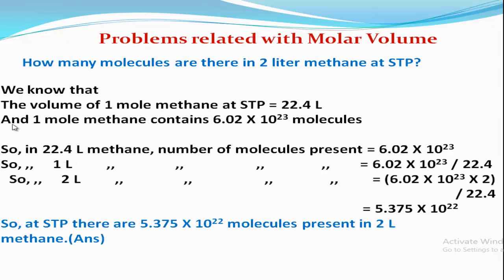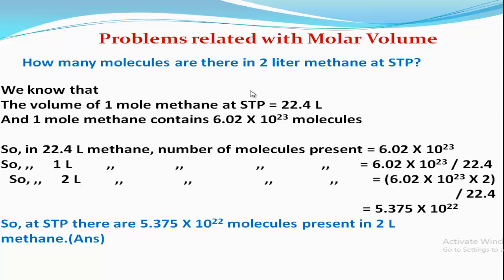Follow here. We know that the volume of 1 mole methane at STP is 22.4 liter, and 1 mole methane contains Avogadro's number of molecules. So in 22.4 liter methane, the number of molecules present is Avogadro's number; in 1 liter how many, and in 2 liter how many. So easily we can calculate this problem this way.